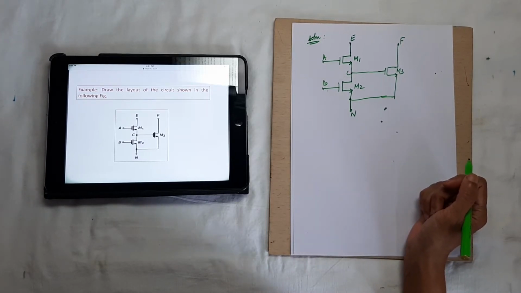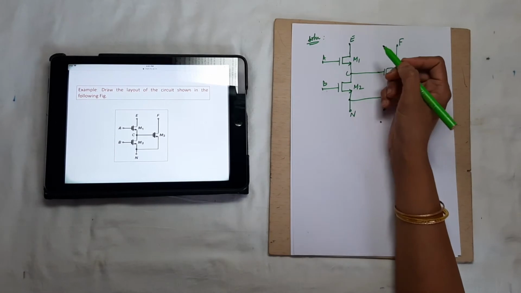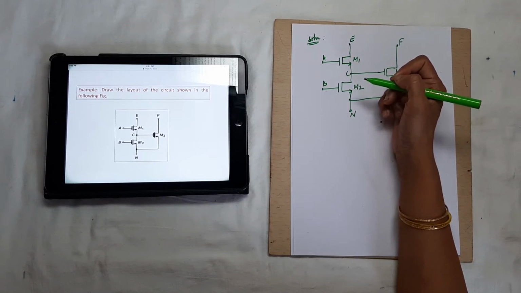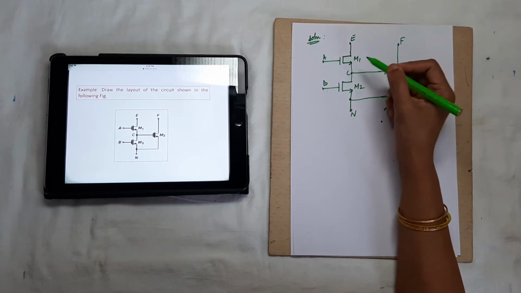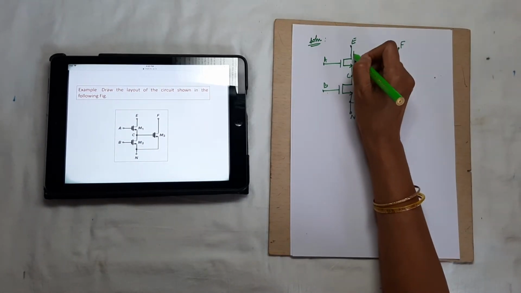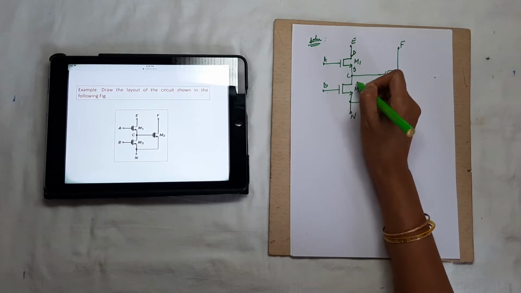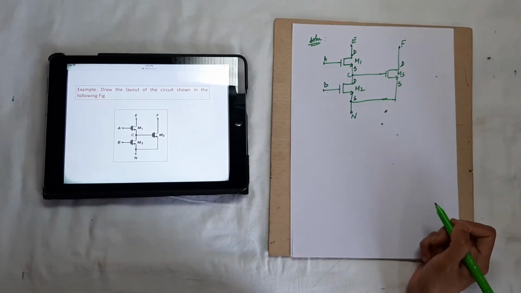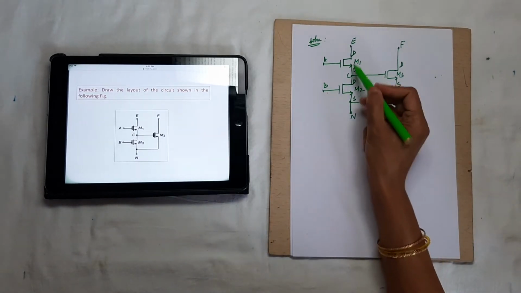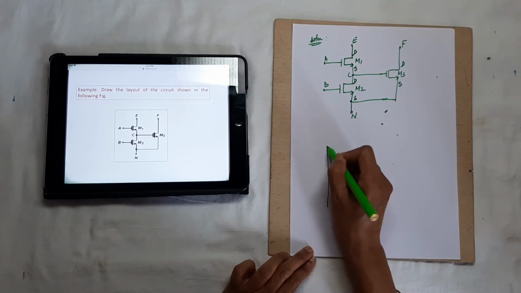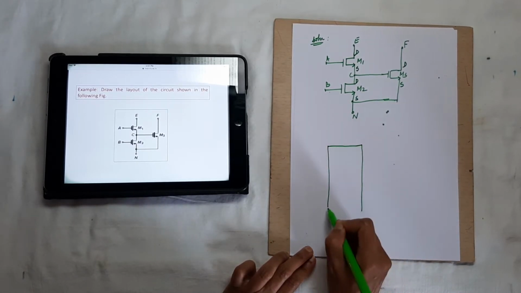Now to draw the layout, first let us mark drain and the source of the transistor. For the N transistor, we need to mark drain to source. If it is a P transistor, we need to mark source to drain. Now all these three transistors are the N transistors. Therefore, this is drain, this is source, drain, source, drain, source. Since all these three are N transistors, it has to start from the N diff, that is N diffusion.